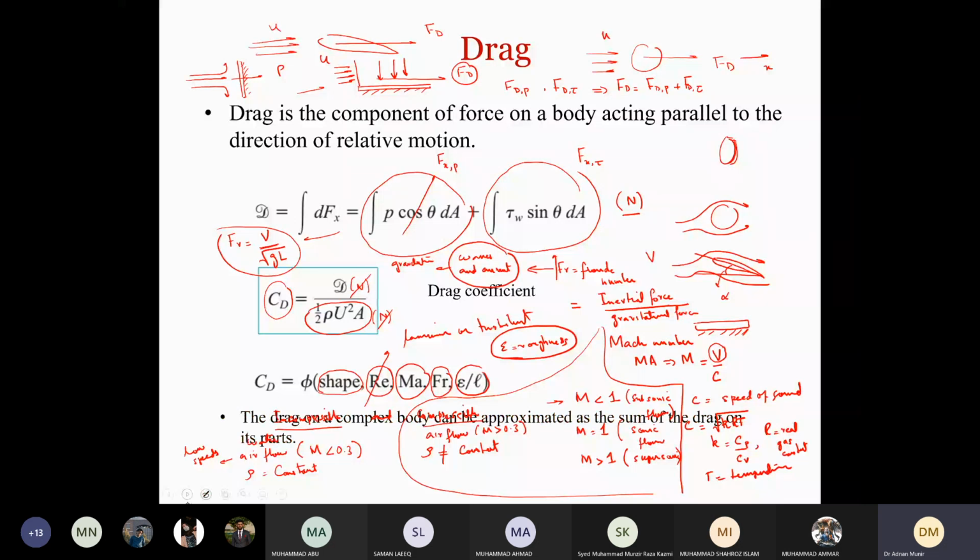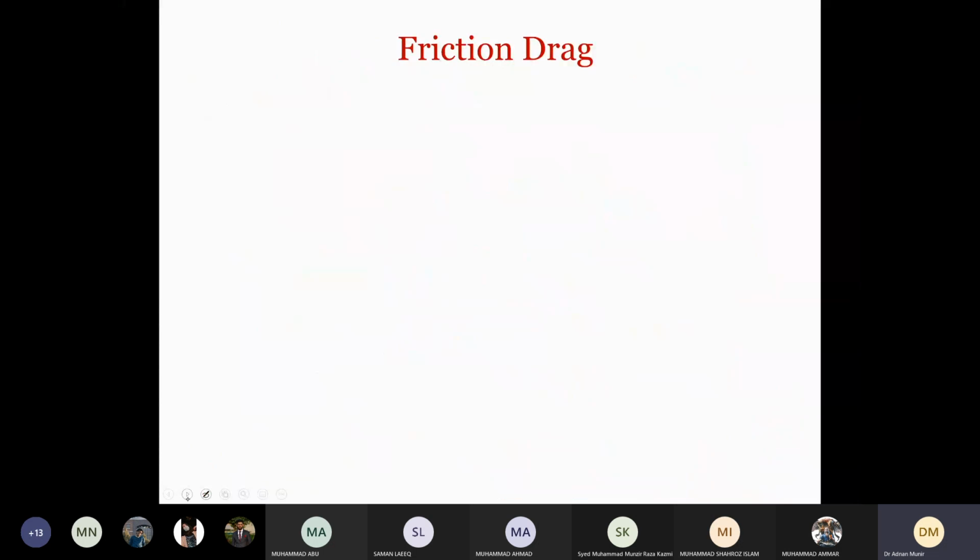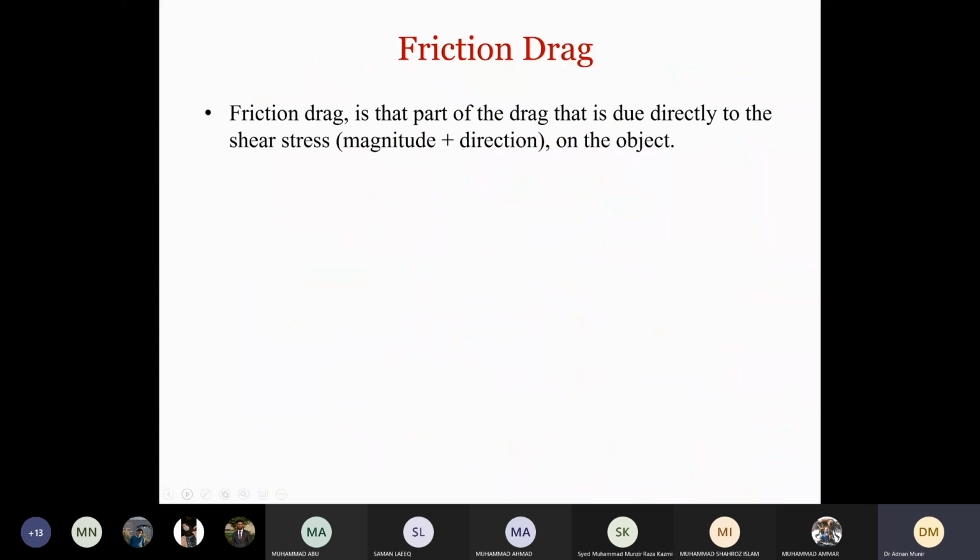Now we will discuss: the drag on a complex body can be approximated as the sum of drag on its parts, right? So this is just to say that we can integrate the drag force along the entire surface, which is arising because of pressure force and shear force, and that will give us the total drag on the surface. Now friction drag. Friction drag is the part of the drag that is due directly to the shear stress magnitude plus direction on the object. So friction drag, as the name suggests, is because of shear stress only.